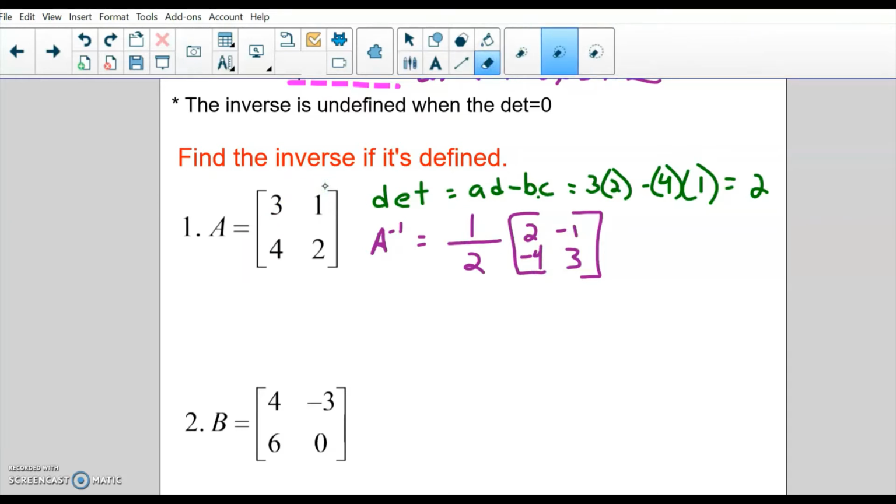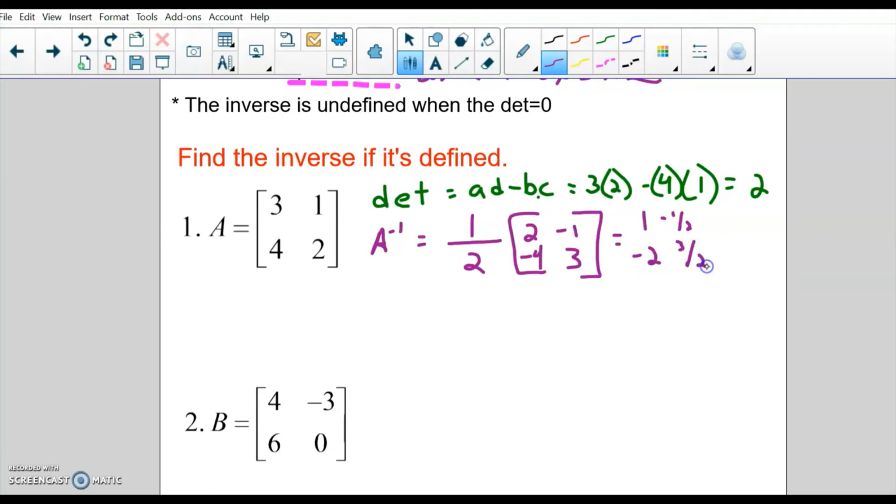And we distribute that 1 over 2 into the 2 by 2 matrix to get our final answer for this inverse: 1, negative 1/2, negative 2, and 3/2. This is our final answer.